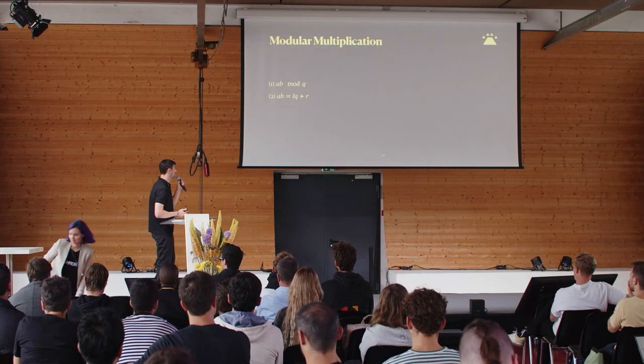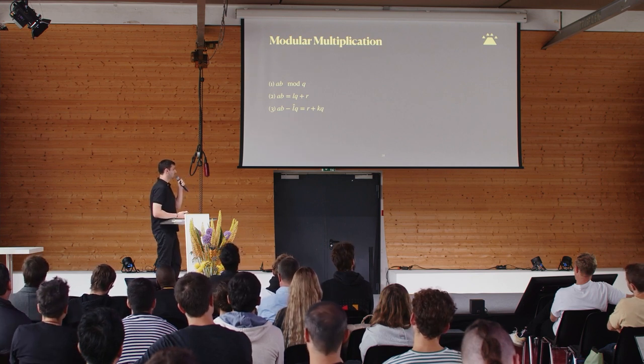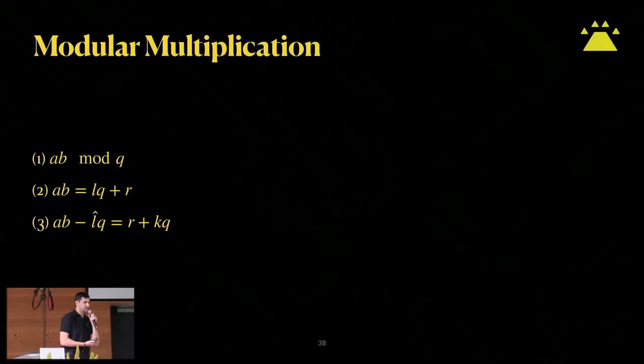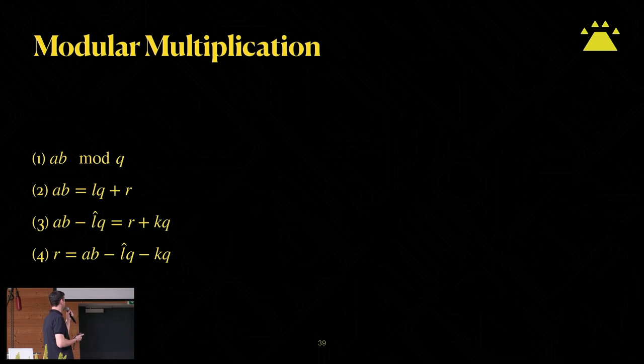Okay, so as I said, when we try to open it up, this is what we get. And in equation three, this is our estimation. We don't know this number L, so we need to estimate it. Here we estimate it to be this L hat, and we also have an error, because we might have some estimation error, which we note as K.